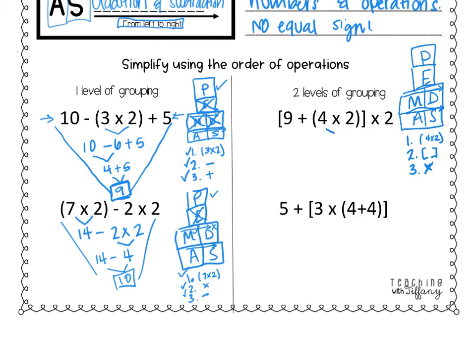Our first step is to multiply 4 times 2. 4 times 2 is 8. And now, boys and girls, we are going to rewrite our equation, but we have to remember that we still need to write our brackets. So we have 9 plus 8 inside of the brackets times 2. And now I can solve what's inside my brackets. 9 plus 8 is 17. We have 17 times 2.